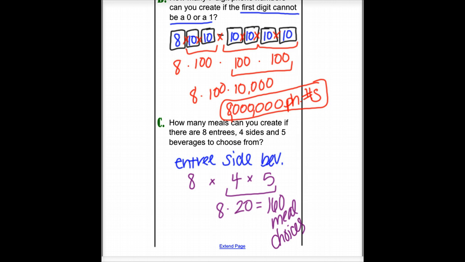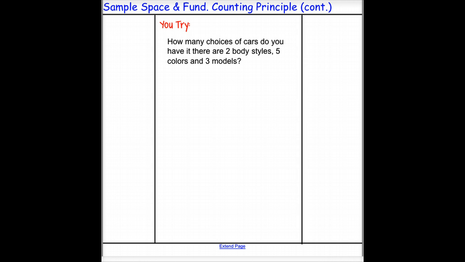So your job now is to go ahead and give this You Try problem a shot, enter your answers into Edpuzzle, and bring your questions with you to class tomorrow.